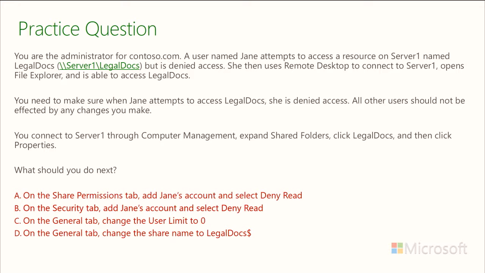A, on the Share Permission tab, add Jane's account and select Deny Read. She's already been denied read. She went to \\Server1\LegalDocs and was denied access. So she's already been denied read, probably through a group that she's a member of. B, on the Security tab, add Jane's account and select Deny Read. So we know that B has to be the right answer, and we said that if you RDP into a server and then browse for the folder and have access to it when you shouldn't, it's because of the Security tab, not because of the Share tab.